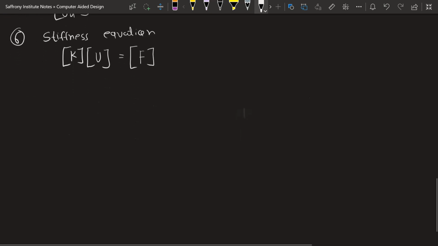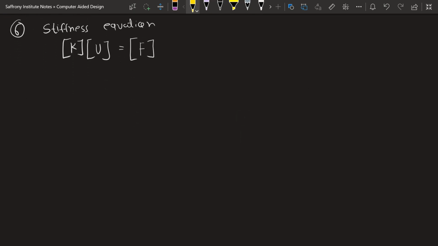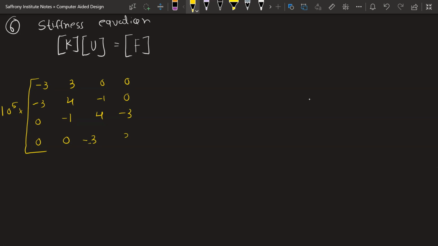So what we need to do is put these values here. First I'll list out the values of K. What are the values of K? 10 raised to 5 multiplied by this: minus 3, 3, 0, 0, minus 3, 4, minus 1, 0, 0, minus 1, 4, minus 3, 0, 0, 3, sorry, this is minus 3 and 3. Okay, so this is K.